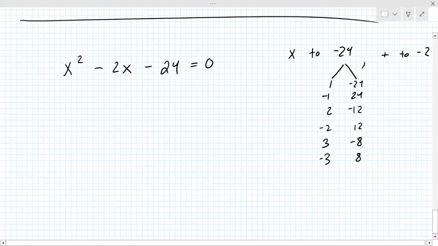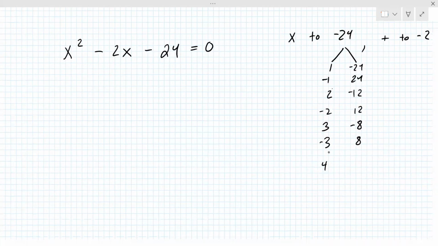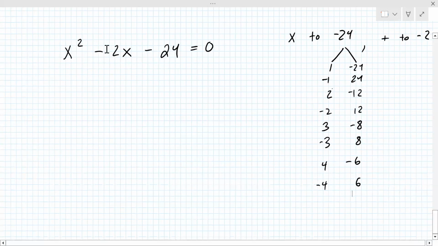It's okay. It's probably been a long day. 4 and negative 6, negative 4 and 6. Do any of those get you to negative 2? Would it be 4 and negative 6?